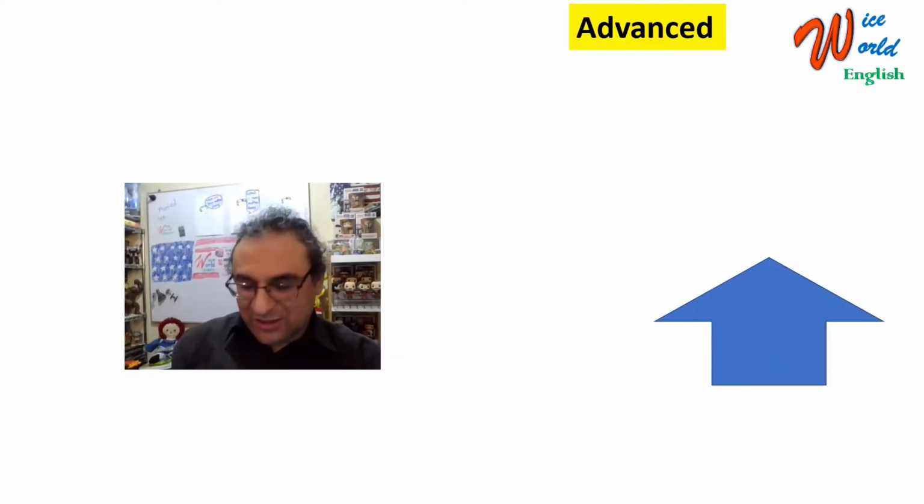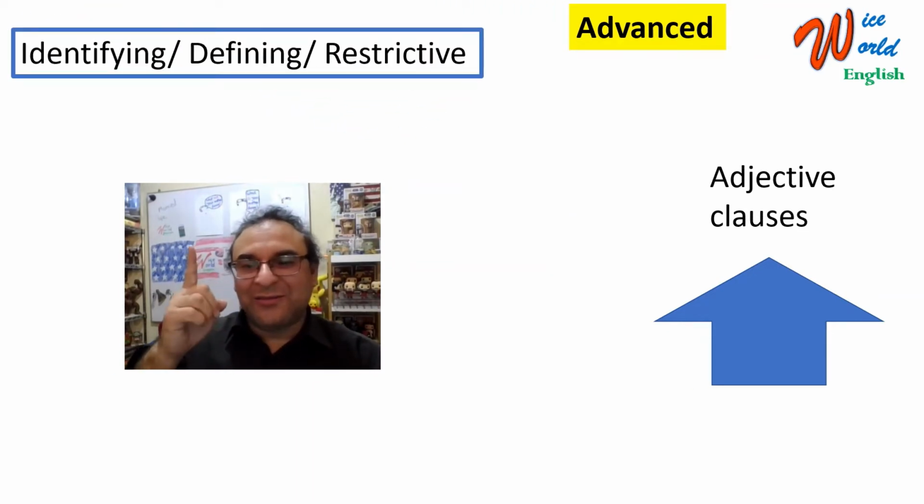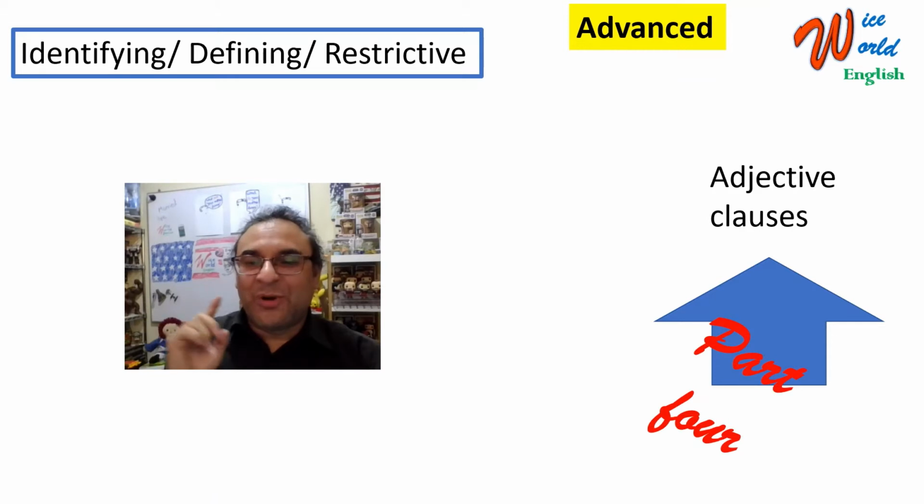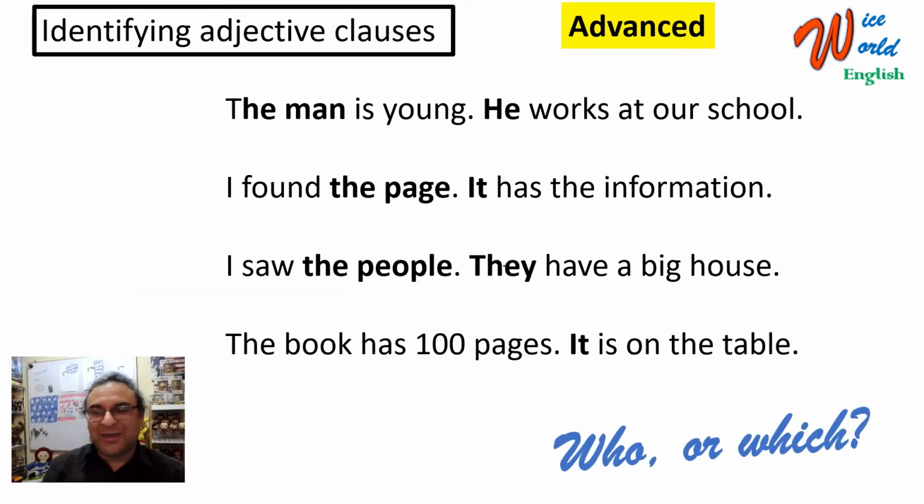The topic today is adjective clauses, identifying adjective clauses, part 4, and right now we're going to talk about how to make these sentences formal and casual. Okay, as we practiced in previous videos, we can connect these clauses with who or which, formal, right? Now notice that in the second clause, that connection is going to be in the subject.